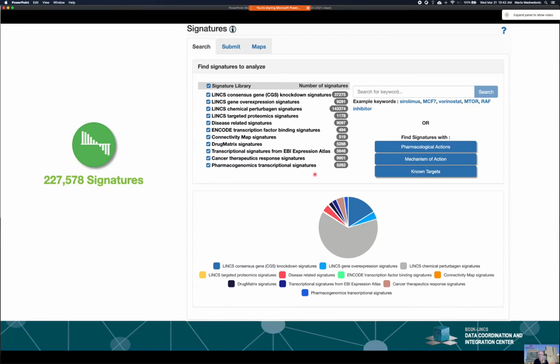And then we have a bunch of signatures that are non-LINCS signatures. They are derived from other large-scale projects, for example transcriptional signatures from the EBI Expression Atlas, or we constructed them by systematically analyzing, say, GEO data. These are the disease-related signatures. All of them can give you, in some context, some information when you compare your signature of interest to them, and I will show a few of them and how they work.